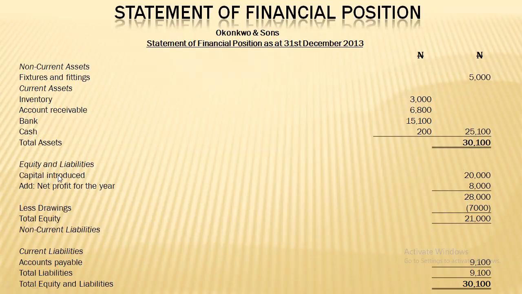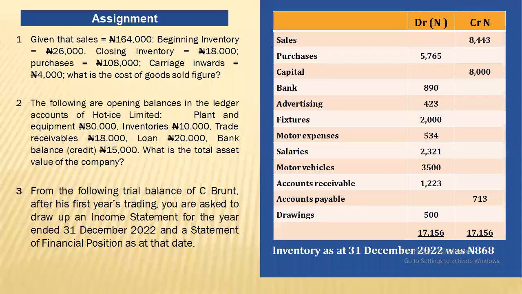Then we now have our equity and liabilities. So you have capital introduced, 20,000. Our net profit, that's the net profit we made in that year, is 8,000. That will give us 28,000. Less the drawings that have been taken out of the business by the owner, that will give us 21,000. Then our liabilities. We don't have non-current liabilities. We have current liabilities. So under that, we have our accounts payable of 9,100. If you add that to the 21,000 on our equity account, you'll get the same value as your total assets. So that's that about the statement of financial position.